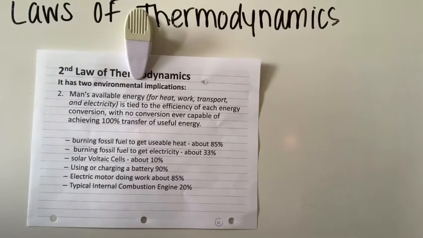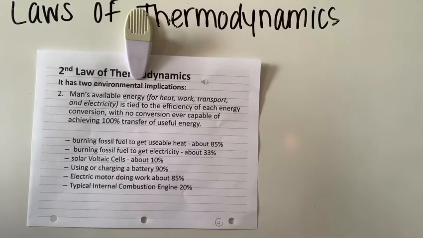Okay, and lastly, we'll go over the second environmental implication of the second law of thermodynamics. So it states here that man's available energy, whether it be used for heat, work, transportation, or electricity, is tied to the efficiency of each energy conversion, with no conversion ever capable of achieving 100% transfer of useful energy.